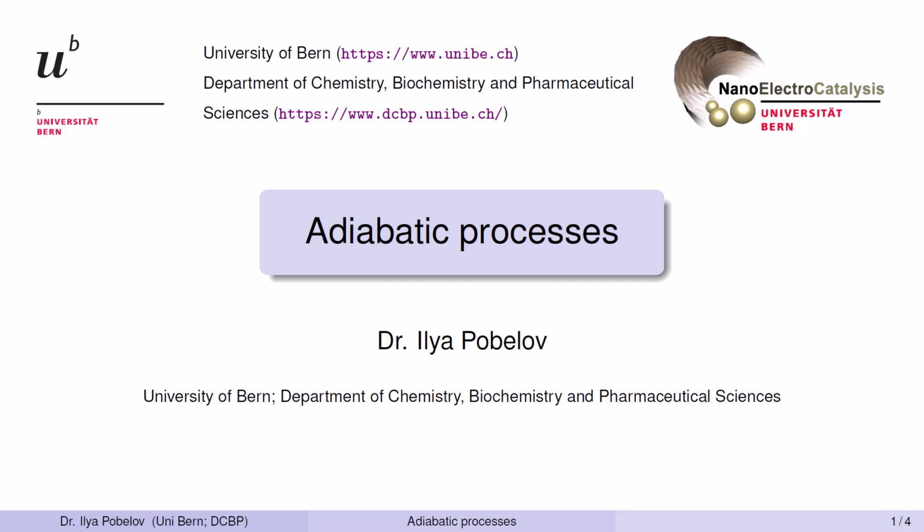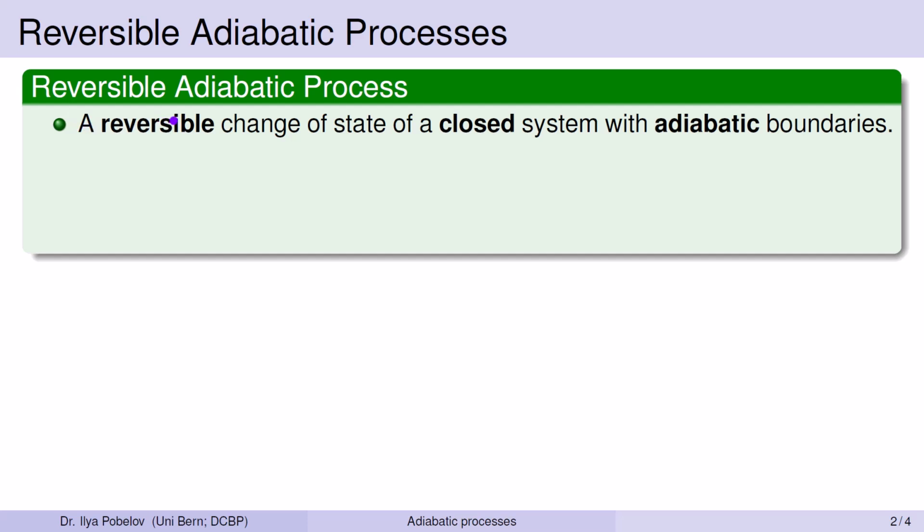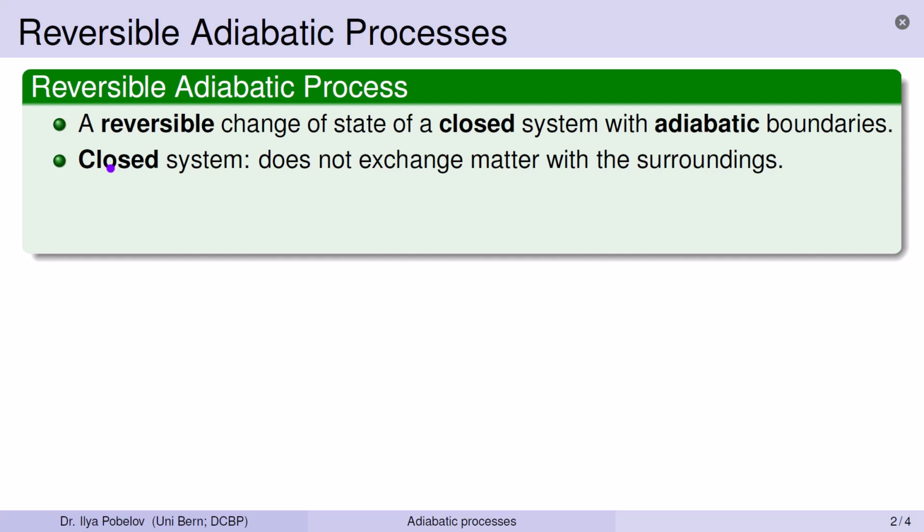This module is devoted to adiabatic processes. As a reversible adiabatic process, we understand a reversible change of state of a closed system with adiabatic boundaries. Here, closed indicates a system that doesn't exchange matter with the surroundings.